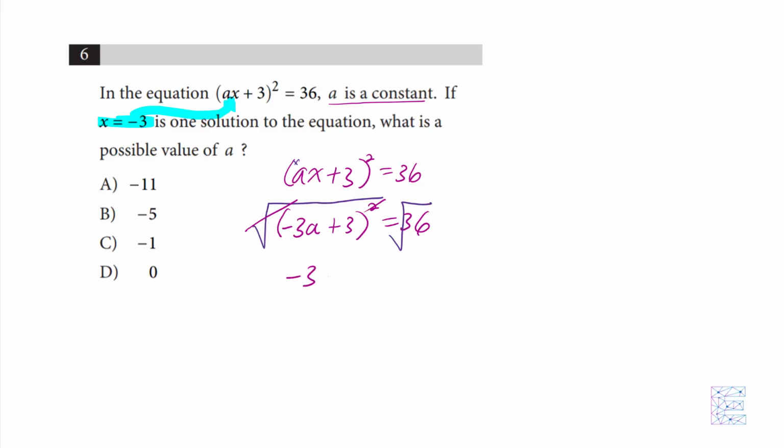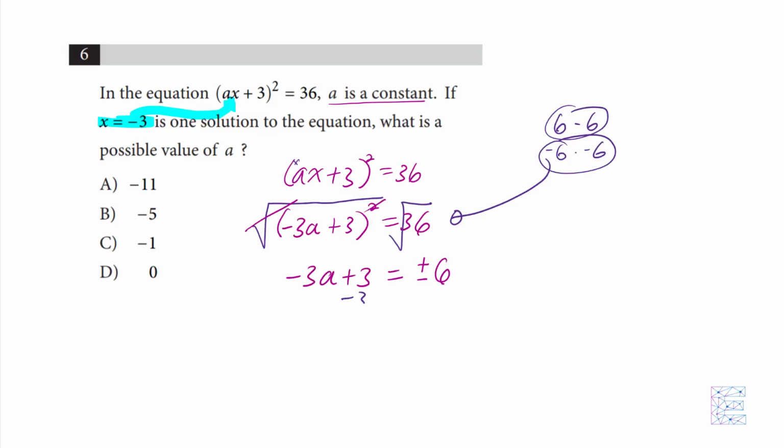So we have -3a + 3 equals, now this is important. When you square root a number, when you're solving, you need to account for both the positive and the negative possibility. So that's plus or minus 6. The reason why it's plus or minus 6, for those who may have forgotten, is there are two ways to get this 36. You can either say 6 times 6, or you could say negative 6 times negative 6. So we have to account for both the positive option and the negative option. So with that said, let's keep going.